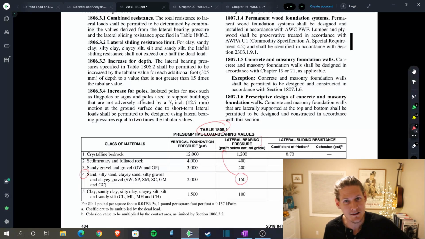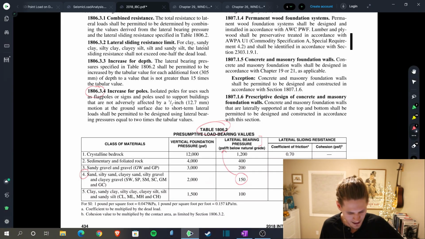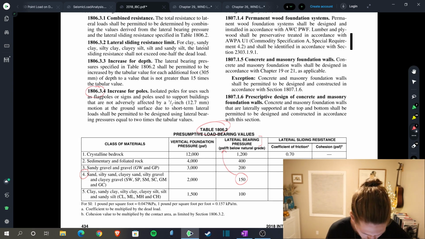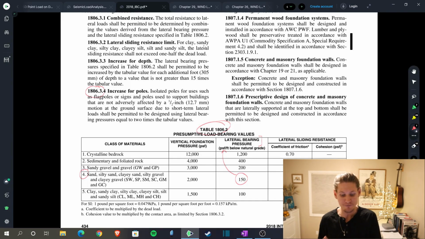And there's another little kicker here for us today. We get a little help. Increase for poles. I would say we have a pole foundation that we're designing, or a post, if you want to call it that. And isolated poles for uses such as flagpoles or signs, and poles used to support buildings that are not adversely affected by a 1/2 inch motion at the ground surface due to short-term lateral loads shall be permitted to be designed using lateral bearing pressure equal to 2 times the tabulated value.